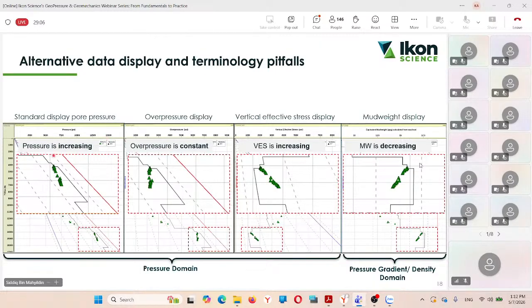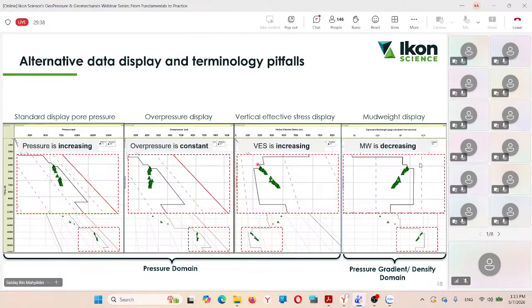So in terms of the standard display of pore pressure, it could be in PSI, in MPa. You can see over here at the same part, we are seeing that pressure is increasing. These are all similar data. But when we are looking at it in terms of overpressure, you can see that overpressure is the difference between the normal pressure and the actual pressure. Overpressure is constant, although the pressure is increasing. But the difference between this pressure and the hydrostatic is basically constant.